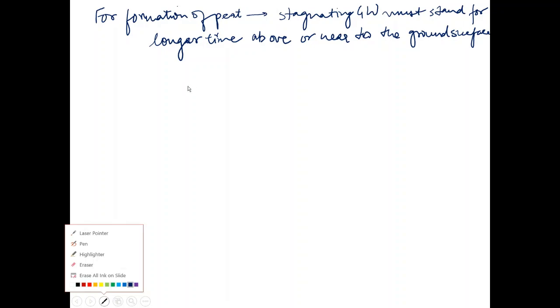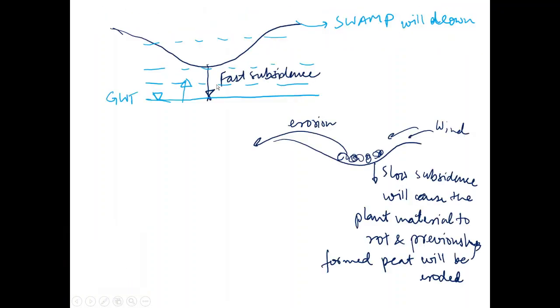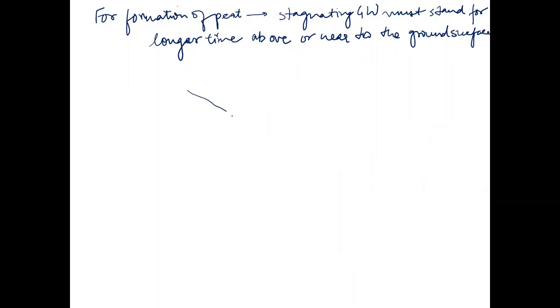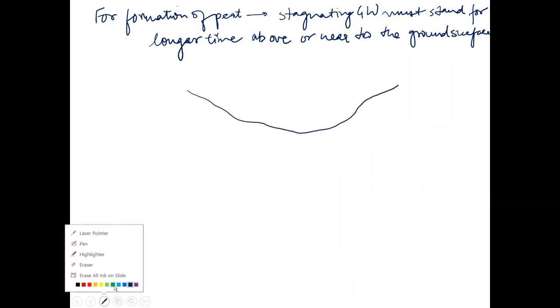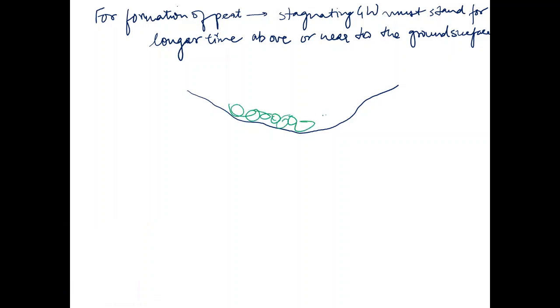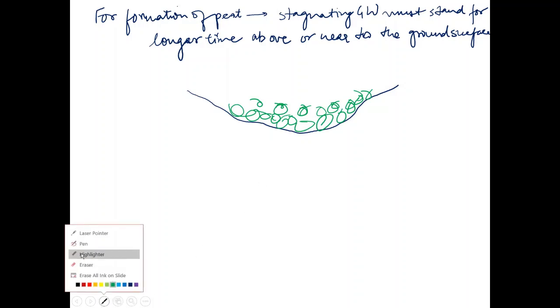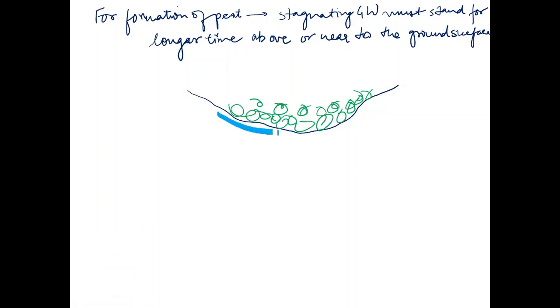So for example, this is a topogenic depression in which some plant material is deposited, and the groundwater table, the stagnating groundwater, is sufficiently high, close to this area where the material gets deposited.